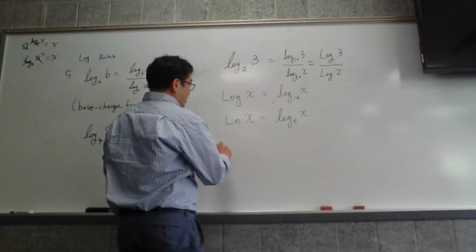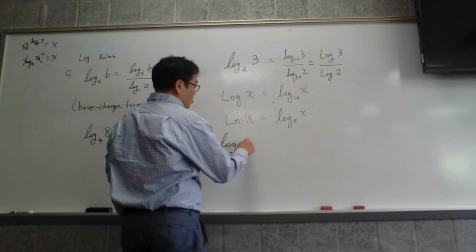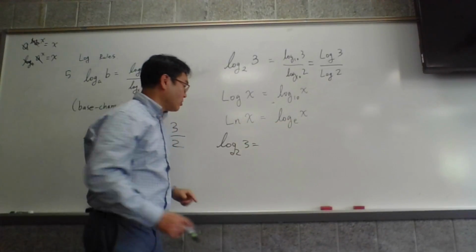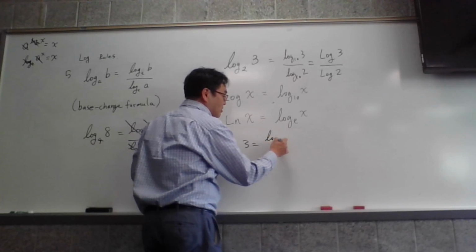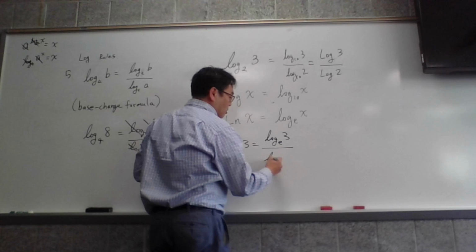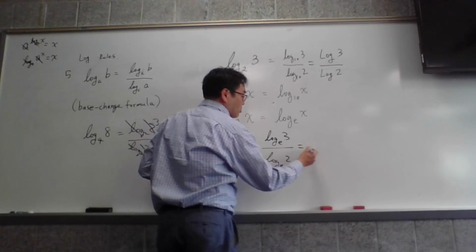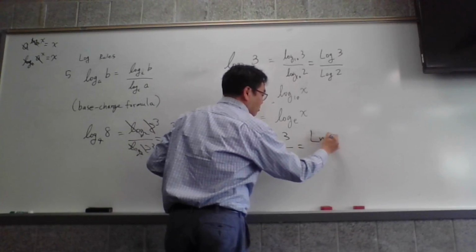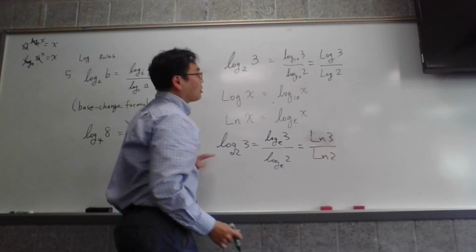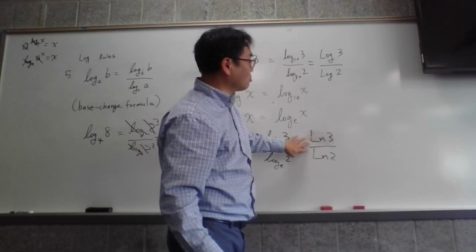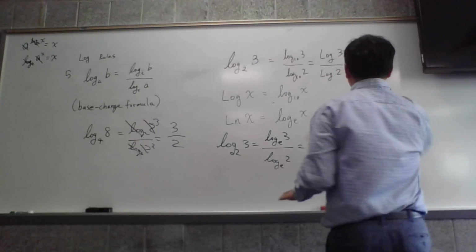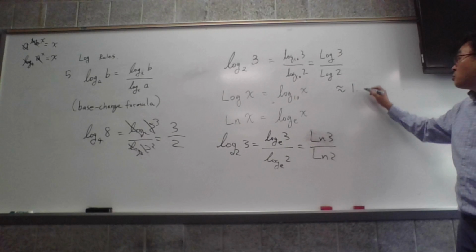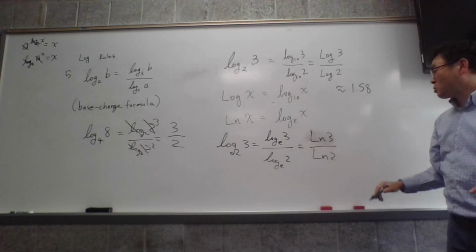But it doesn't stop there. You can also use c as e, this mysterious number e. So if you do that, you can rewrite this as log base e of 3 divided by log base e of 2, which gives you ln of 3 divided by ln of 2. So I want some people to try this one, some people to try that one in your calculator. What do you get? Approximately 1 point what? 1.58? Okay, approximately 1.58.